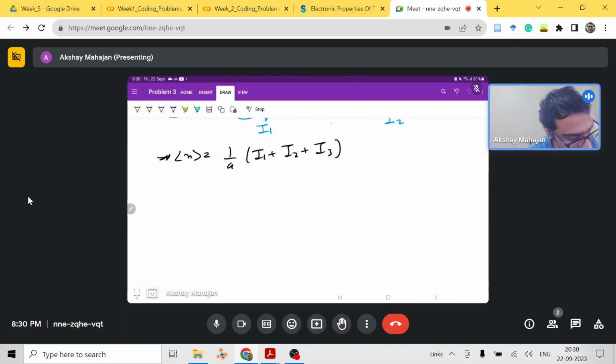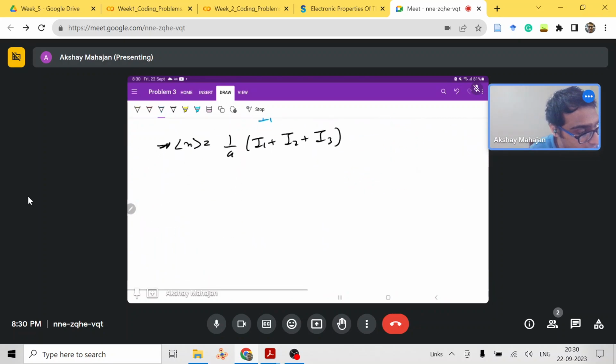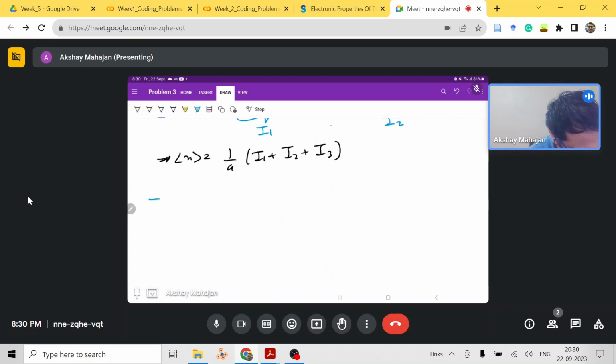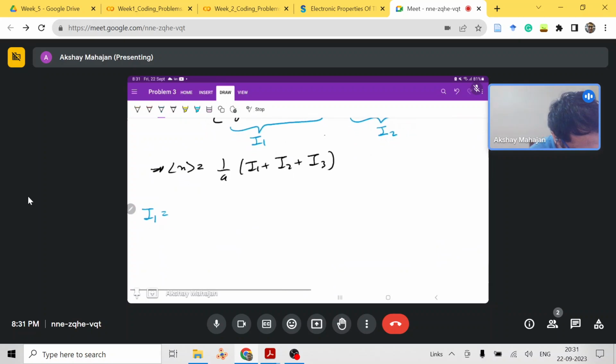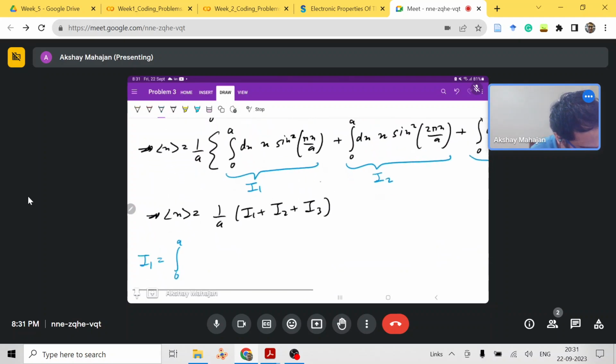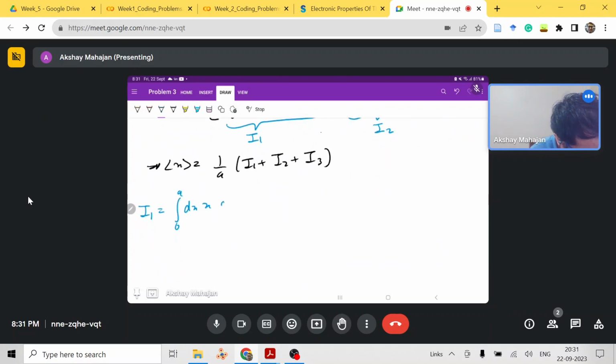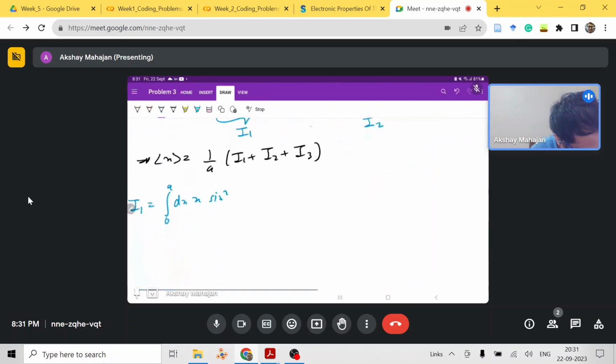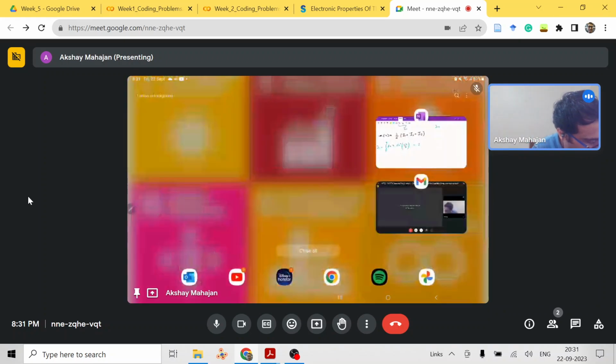So let me just solve these integrals. First I will solve the I1 value. So I1 is equal to the integration from 0 to a of dx times x sine square pi x by a. So what we can do first, we know a formula for 2 sine square theta, so I will multiply it by 2 and then divide it by 2.